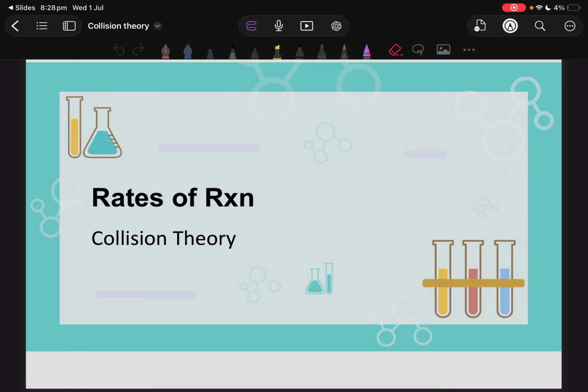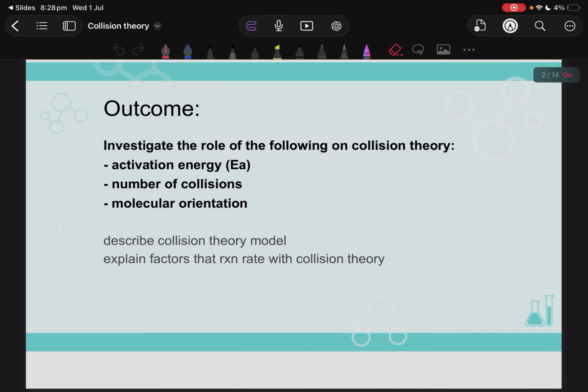All right, year 11, I have 4% and I need to describe collision theory as fast as we can because we didn't get to do it today.